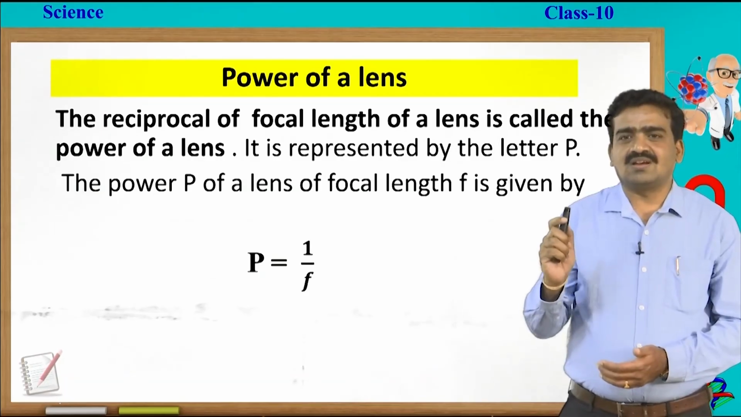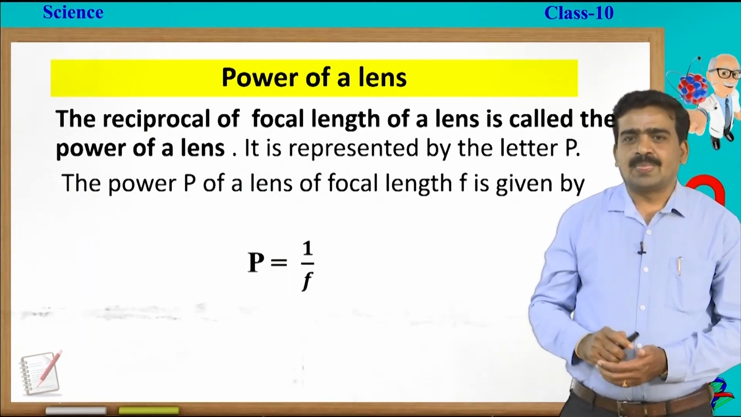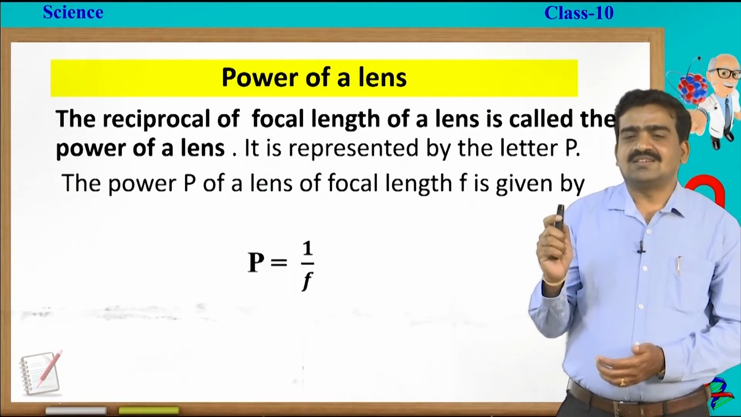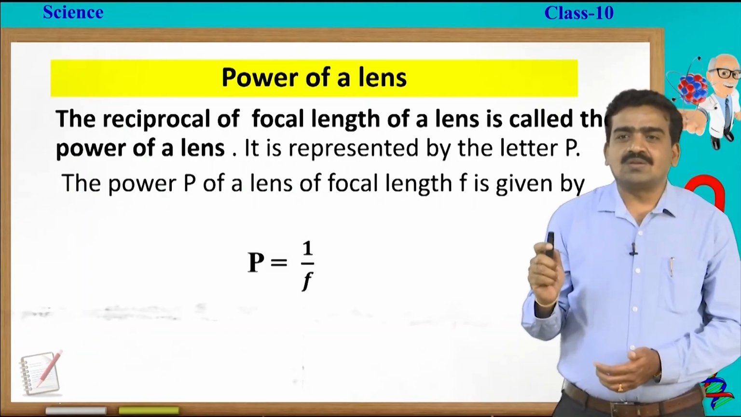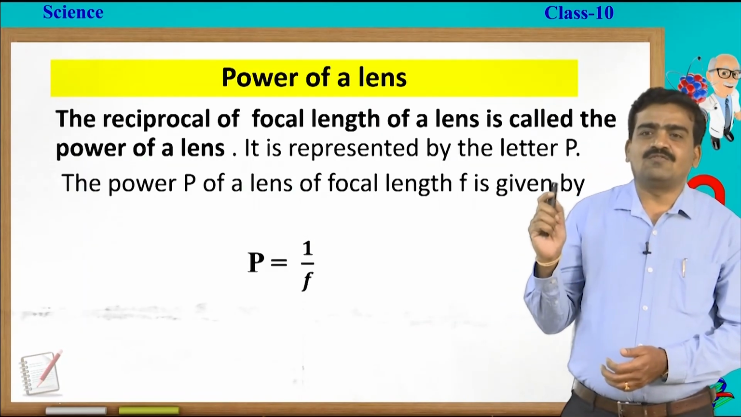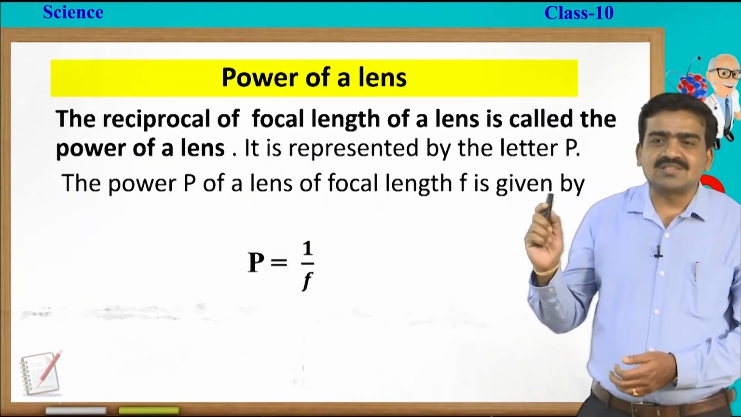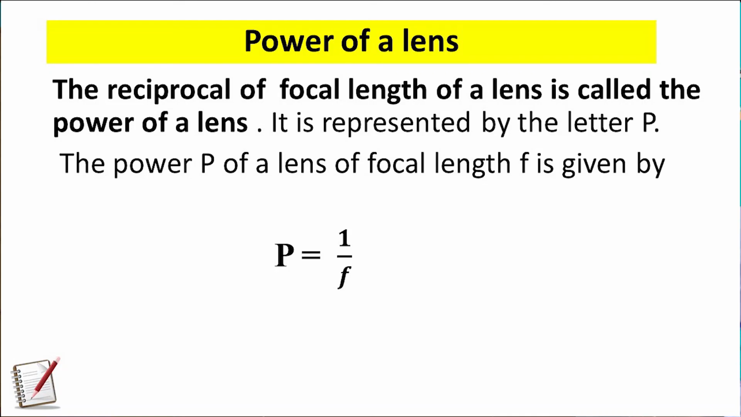Let us come to the last concept of today's session, that is power of a lens. The power of a lens is the reciprocal of the focal length of the lens. It is represented by the letter P. The power P of the lens with focal length f is given by P is equal to 1 over f. So, power is the reciprocal of the focal length.